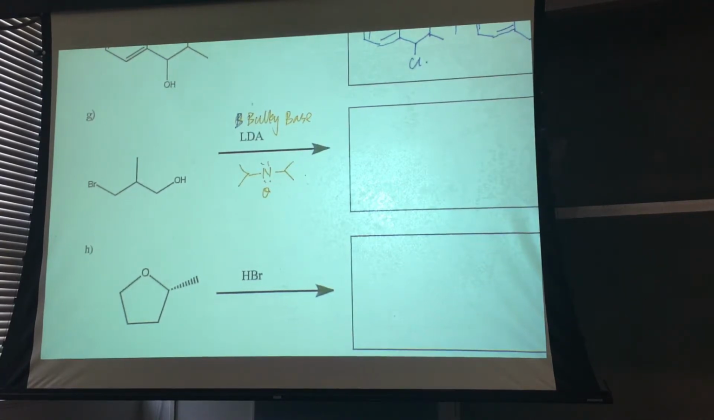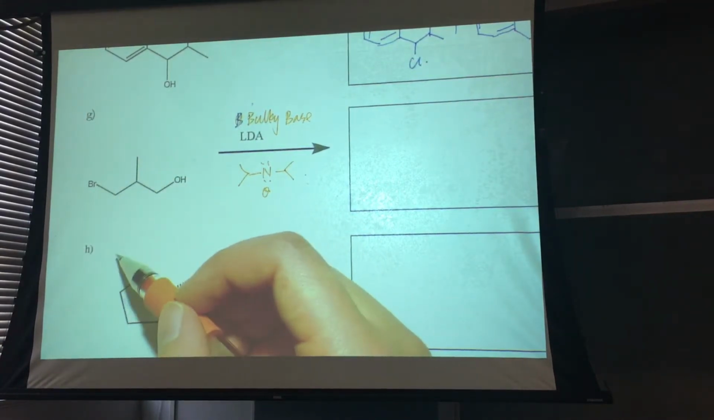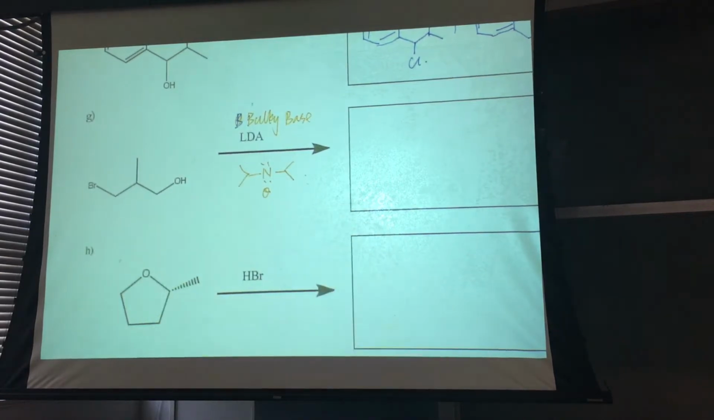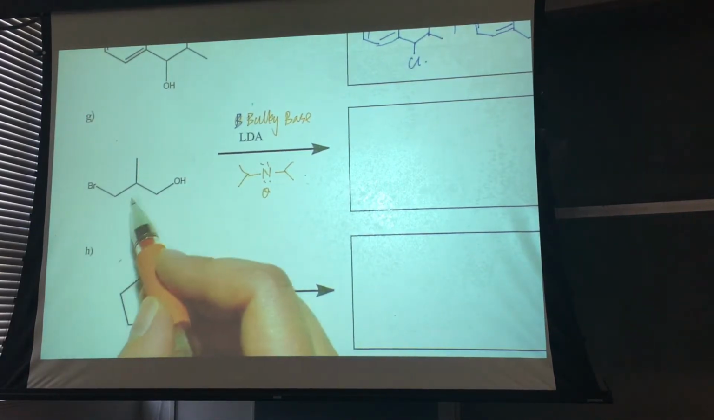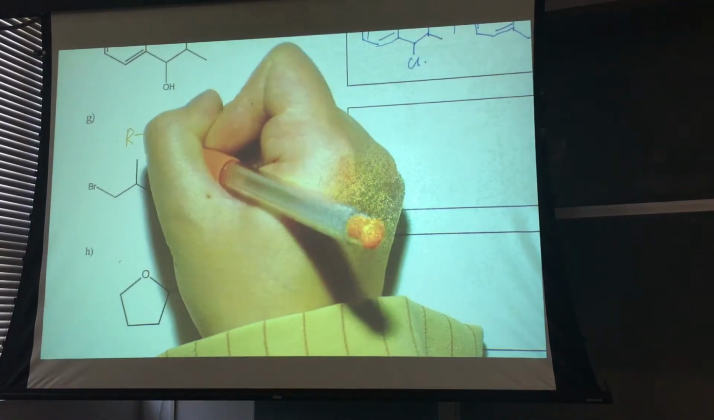E2. Oh, this is not. We talked about how to identify if this one is a table question or not. You need to see if there's an alkyl halide or not. In this case, this one is not an alkyl halide, because an alkyl halide looks like RX.